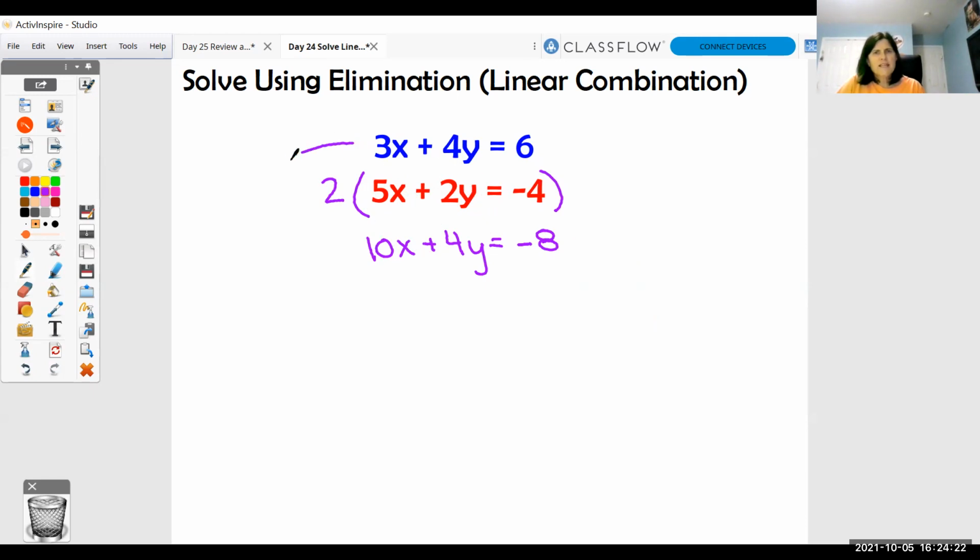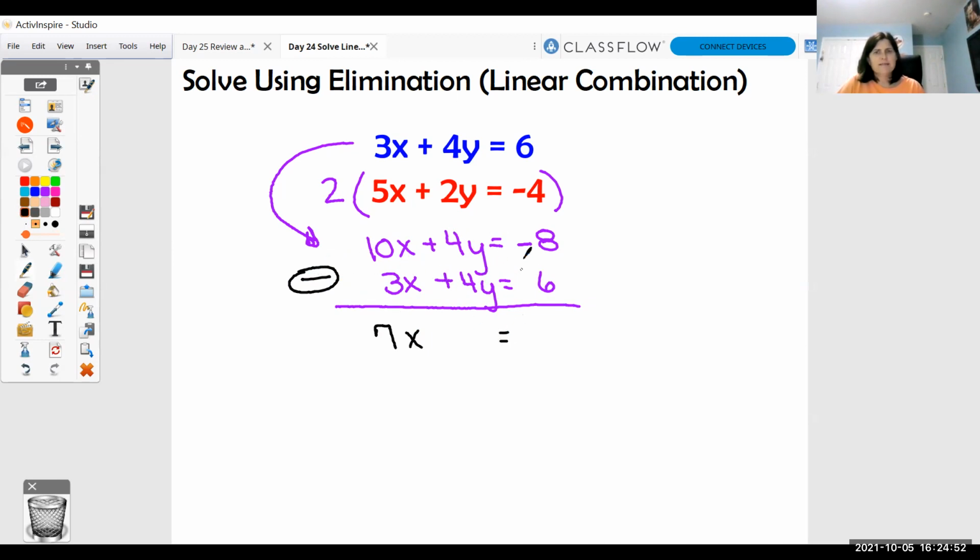But now if I write this one underneath, so I have 3x plus 4y equals 6. Now I see that my y's can eliminate. But instead of adding them to eliminate, I'm going to subtract them. So I have 10 minus 3 is going to give me 7x. 4 minus 4 is going to eliminate my y's. And negative 8 minus 6 is going to give me negative 14.